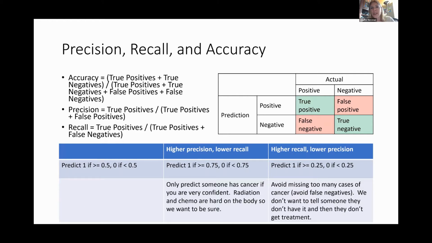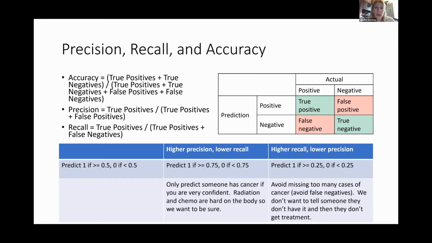So if they actually have the disease and we predicted that they have the disease, that's a true positive. If they actually don't have the disease, but we predict that they do, that is a false positive, and so on and so forth. True positives and true negatives are good because our algorithm came up with the correct thing. False positives and false negatives are bad because our algorithm did not give the right answer.